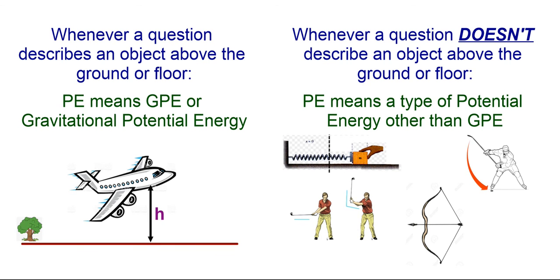So here's the way it works. Whenever you run a test and the question is involving an object over the ground, like for instance discussing a plane over the ground, you're going to be talking about gravitational potential energy, mgh. Whereas if the problem talks about a golf swing or stretching a spring or a rubber band, or a bow like this, see the bow? You're storing energy again, but not by moving an object above the ground. So it's a different kind of potential energy. That's it.